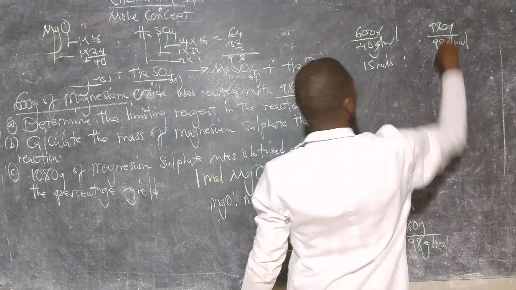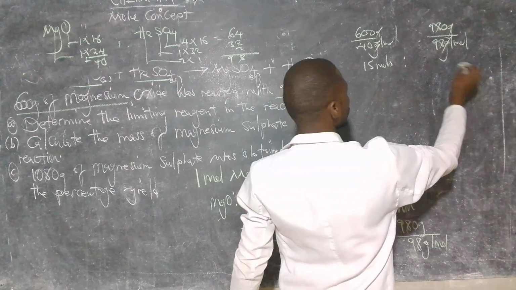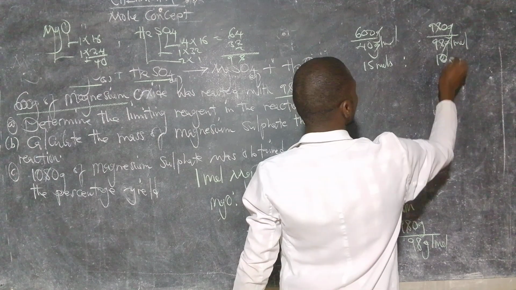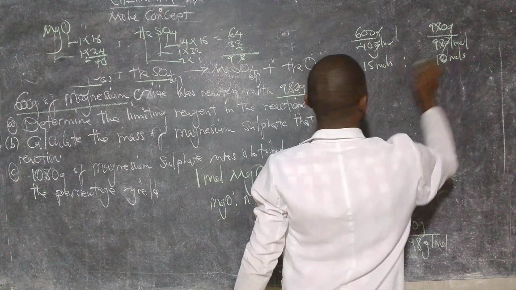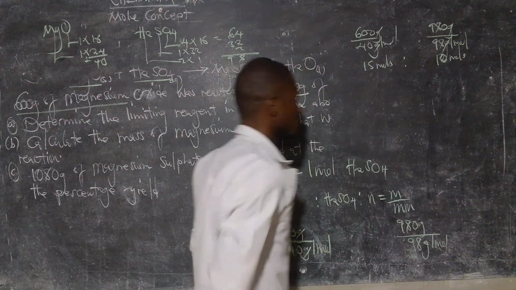So we're cancelling out the common units. So of course 98 into 98, we're getting 1. Then 98 into 0, we're getting 0. So we have 15 moles and 10 moles.